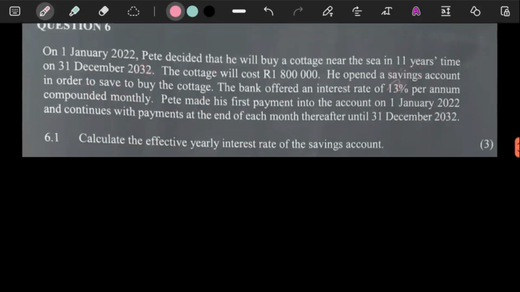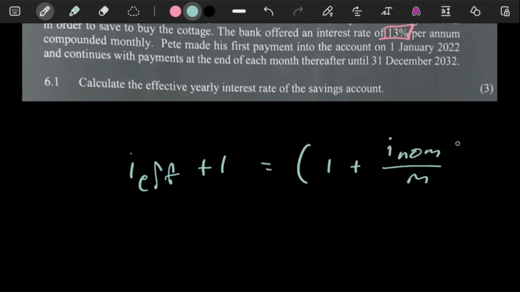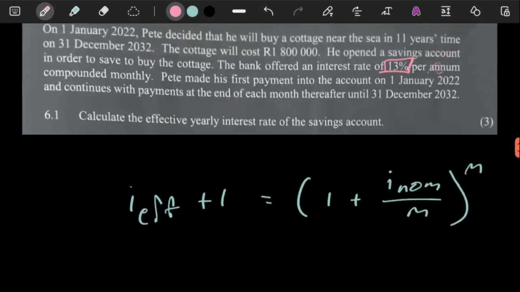So the interest rate they gave us here is 13%, right? So we can just use the effective rate interest formula. So it's I EFF plus 1 is equal to 1 plus I nominal over M, the whole thing to the power of M. So we know that M represents how many times the money is compounded yearly. So here it says 13% per annum compounded monthly. So it means our value of M is equal to 12. And then our I nominal is equal to 13%.